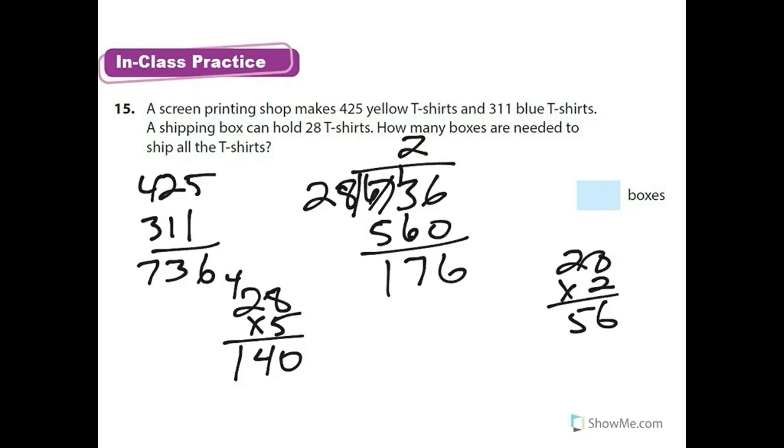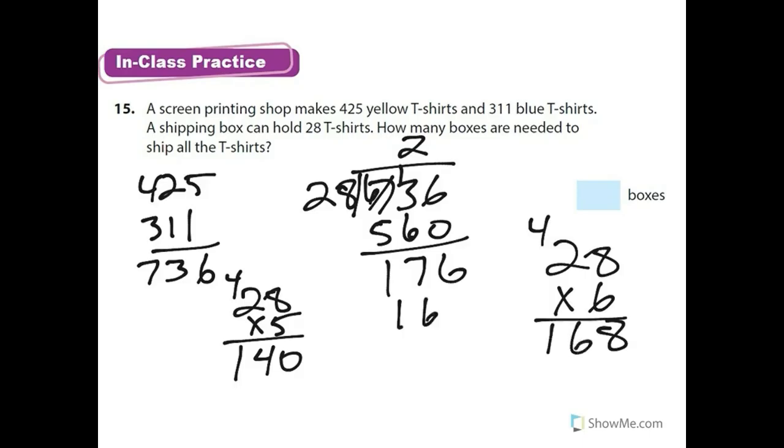Let me make some space for myself over here. 28 times 6. 6 times 8 is 48. 6 times 2 is 12. 12 plus 4 is 16. So 168. We're going to have 8 left over. So 26 remainder 8. How many boxes am I going to need?